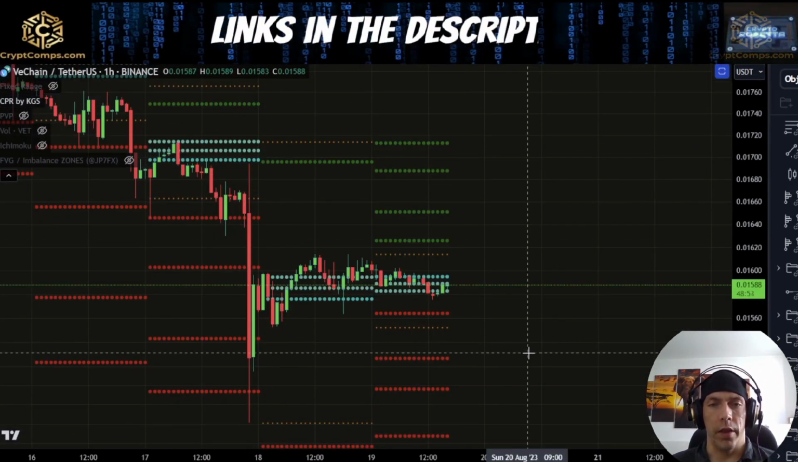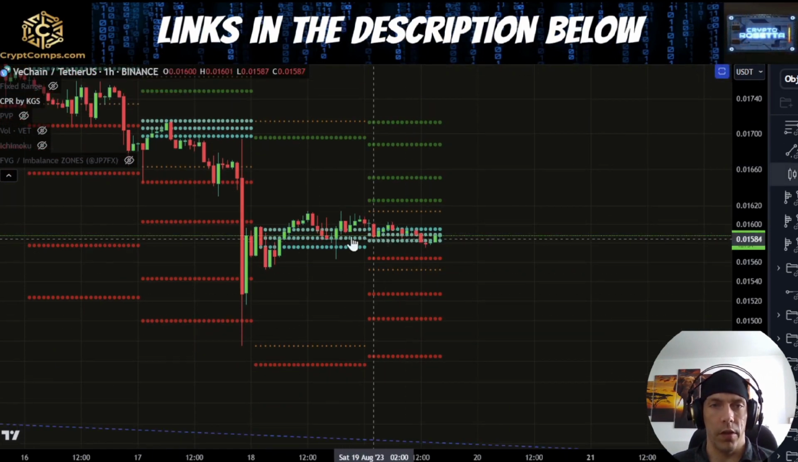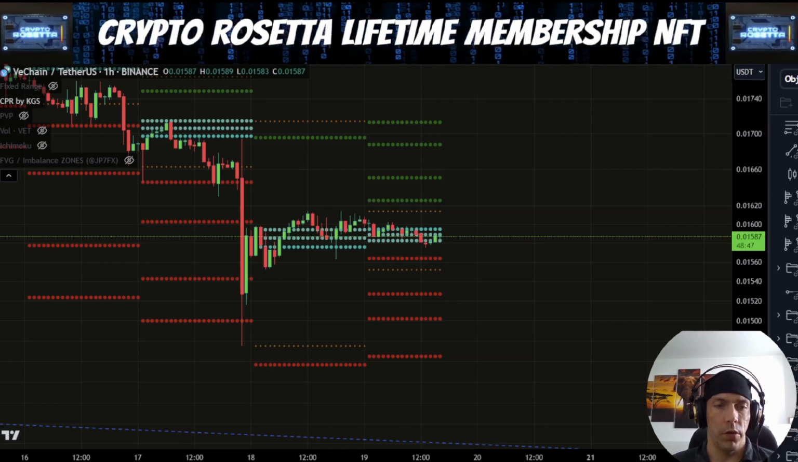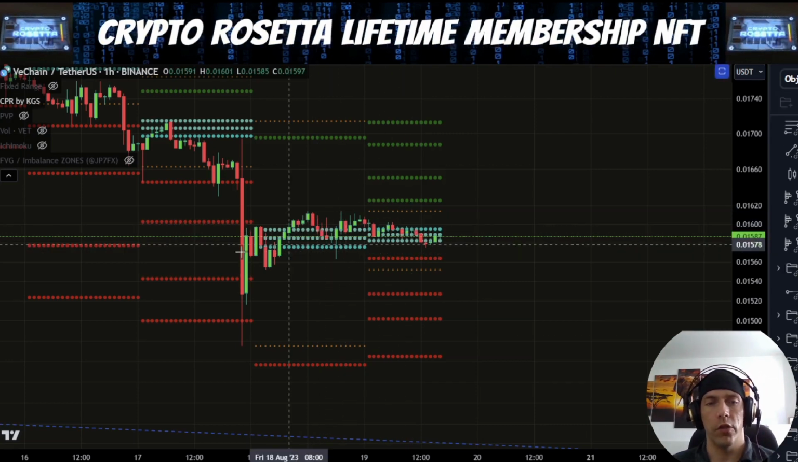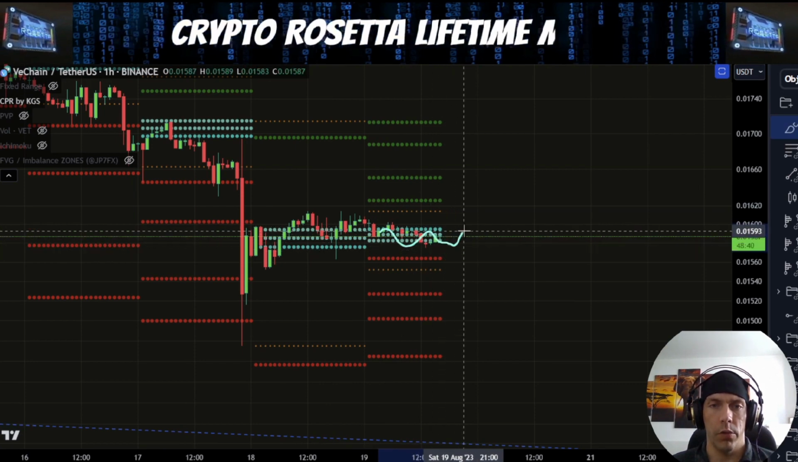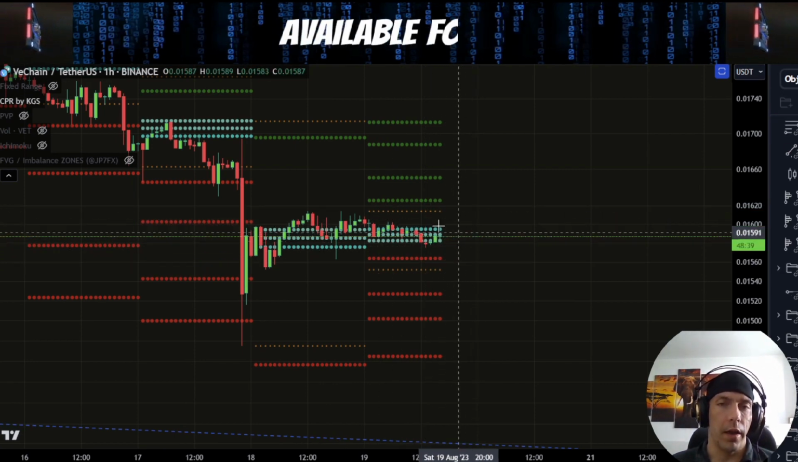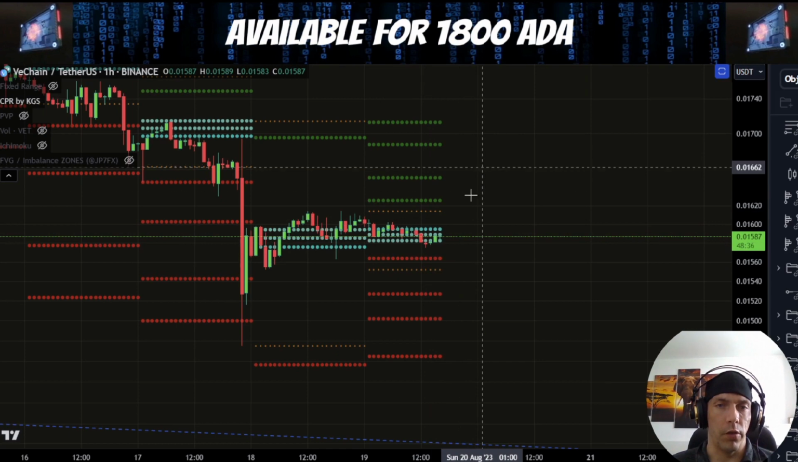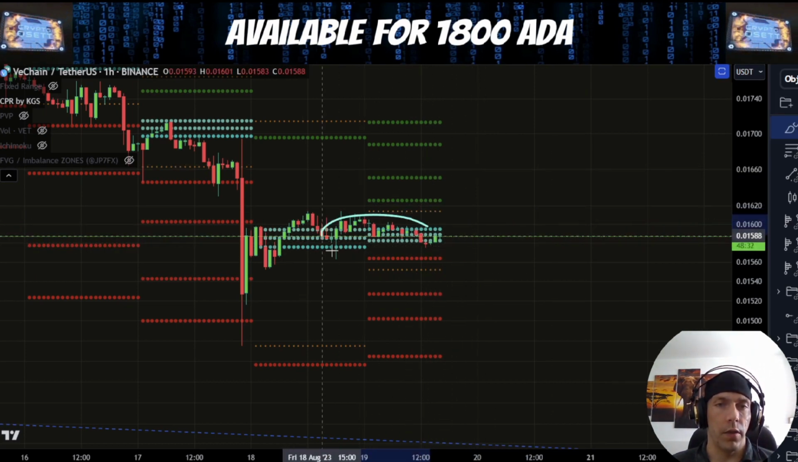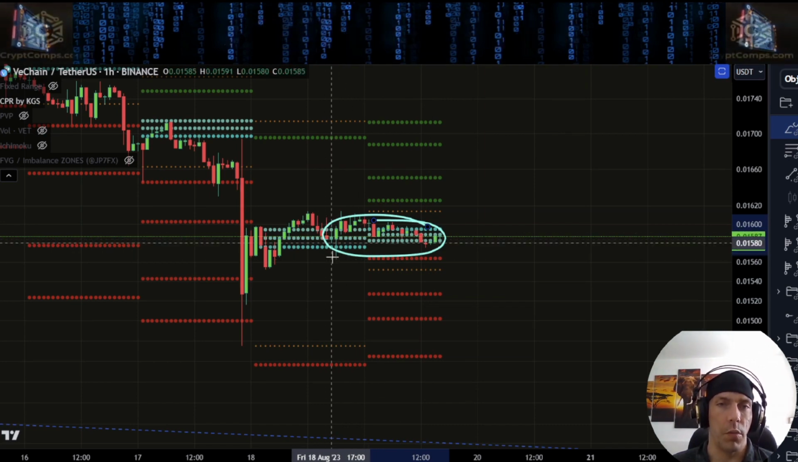Having a look at the daily CPR lines here, what we can see is that these are pretty much unchanged. So this is typical when we start to see ranging price structure. What this can mean is that we could just see price looking to continue to range for the rest of today within this level, and then look for the potential of either a break to the upside or downside as of tomorrow.